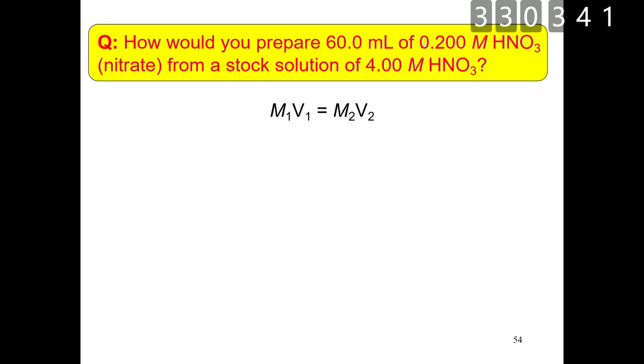It means, for example, we know V2, M2. This is M1, right? We just need to calculate V1. Okay.